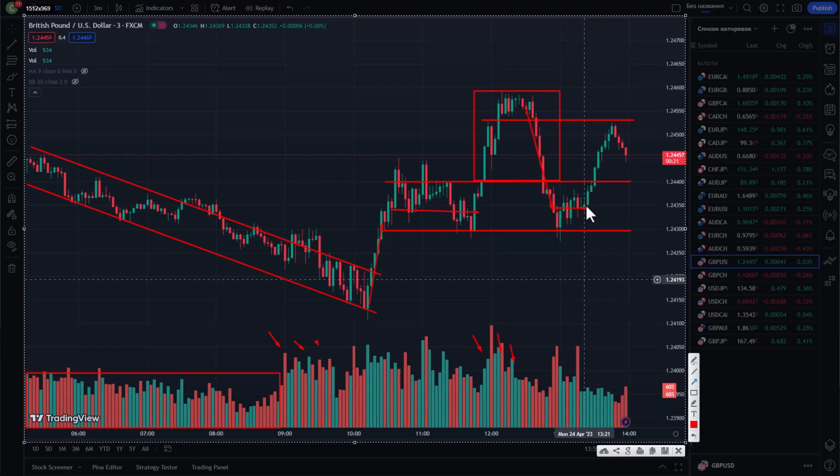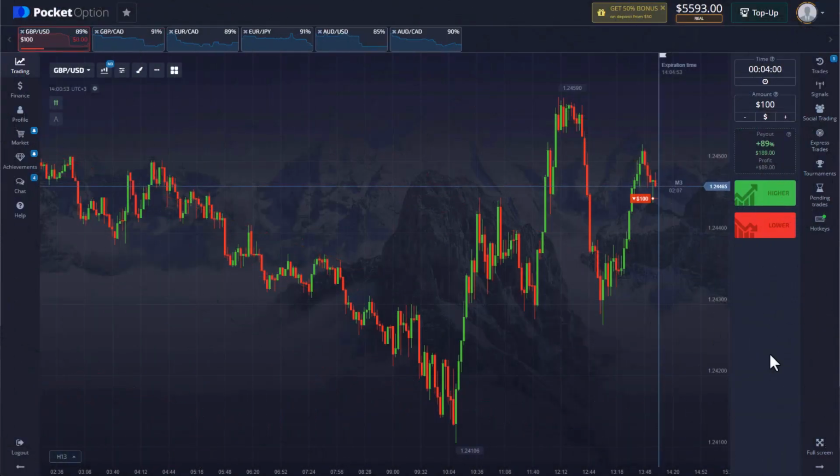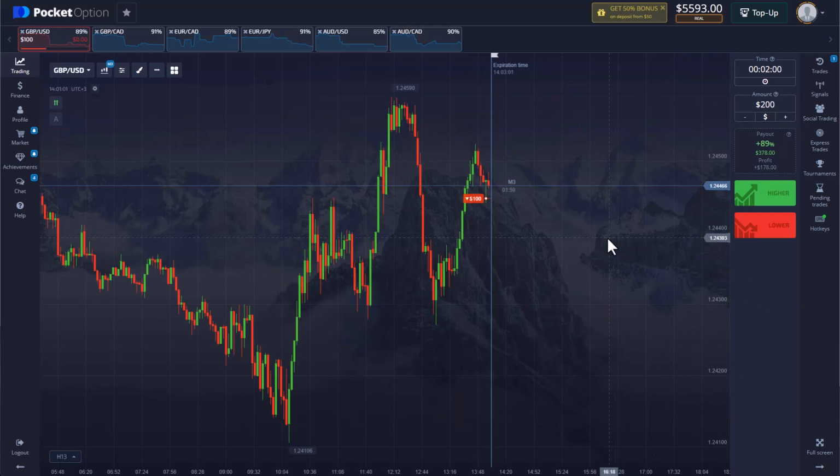On this pair, after the pullback from the upper range, I have already opened a trade on the continuation of the fall with the additional signal from the volume indicator because we see the increase in sales. So let's move back to the broker. And as you could see, we caught a rollback. So in this case, we need to use a cover for 2-minute expiration time with $200 on board, but still for the price drop. In the meantime, let's get back to the strategy.